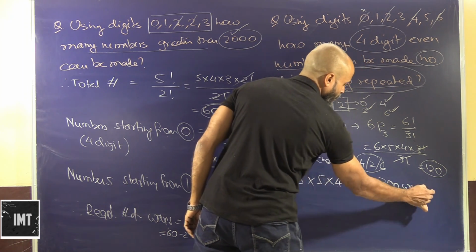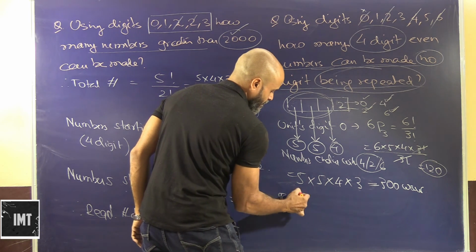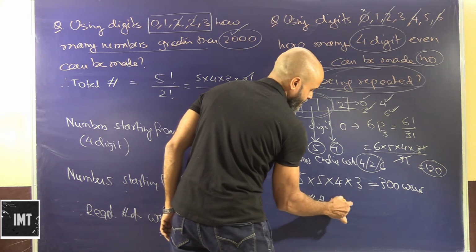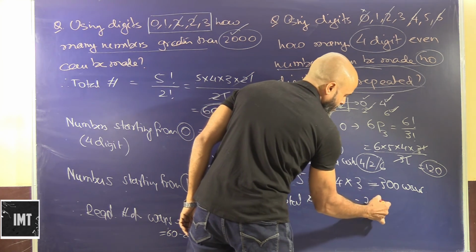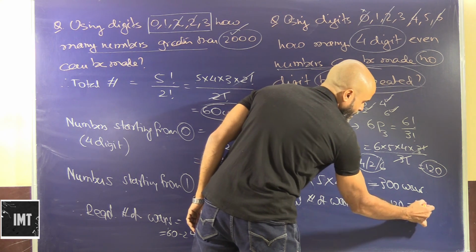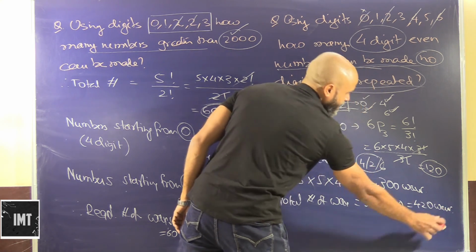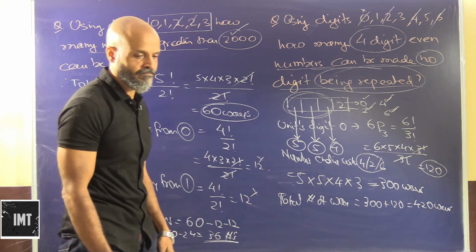So the total number of ways will be 300 plus 120, that is equal to 420 ways. This is how it will be done.